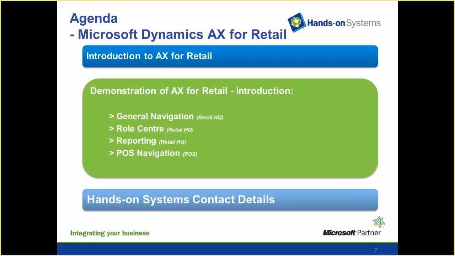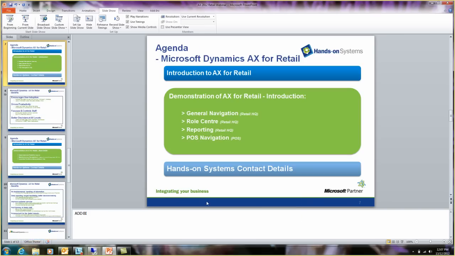So before I go on any further, I thought it might be a good place to give you a brief demonstration of AX as well as AX for retail. So that will entail a general navigation in the product. I'll be focusing on the role centers and the reporting, all from within what's called the retail headquarters. I then will be logging into the point of sale application and showing you a brief look and feel as to how the point of sale screen looks. So with that being said, let's go into the application.